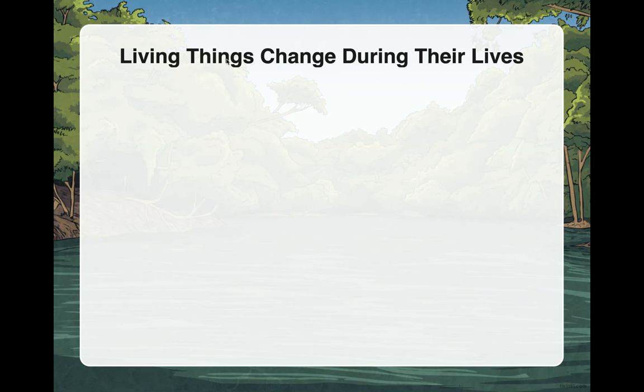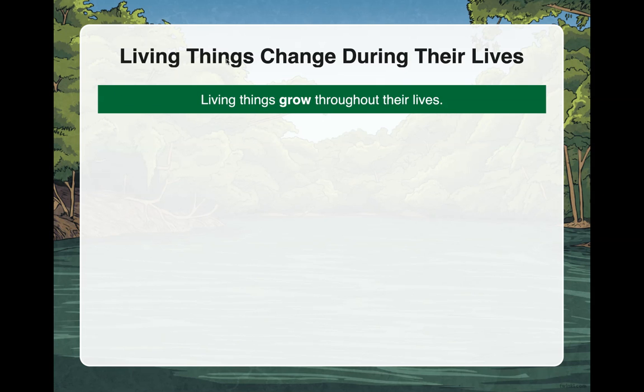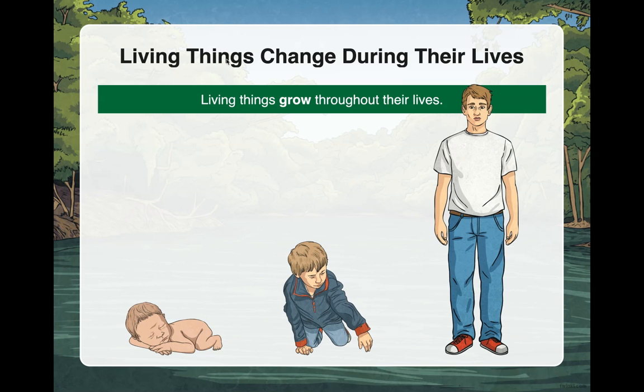Number three, we know living things change during their lives, meaning they grow. So living things grow throughout their lives. Think of it like a baby of a human. You're a baby, you're a kid, you're a teenager, and then you're an adult. So living things grow throughout their lives.